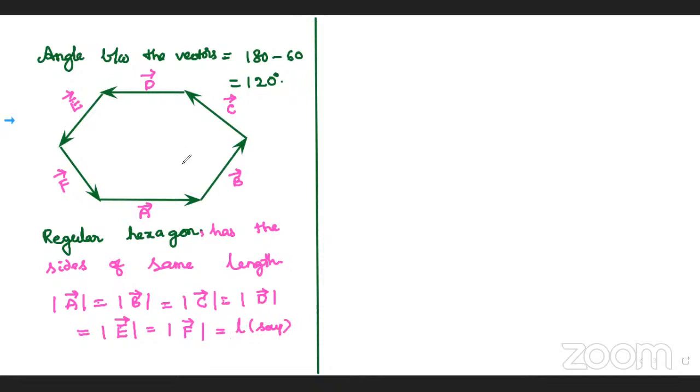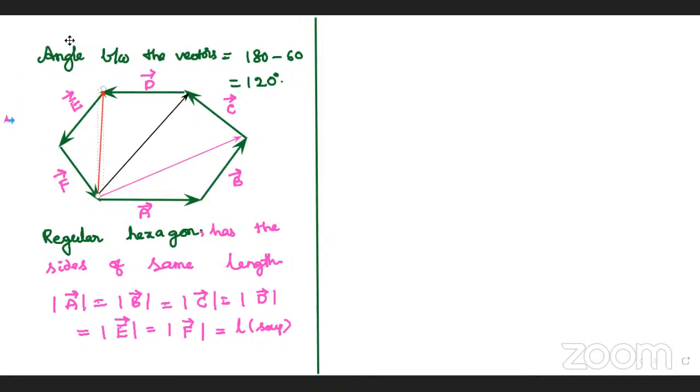Then the vector method is helpful to find the lengths here. Suppose anyone asks you to find the length from here to there. Here we can easily find it. In the same way, find the length here, from here to there. If anyone asks you, you can easily find it like this.